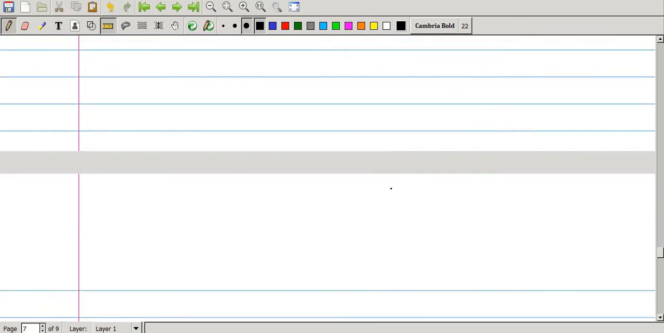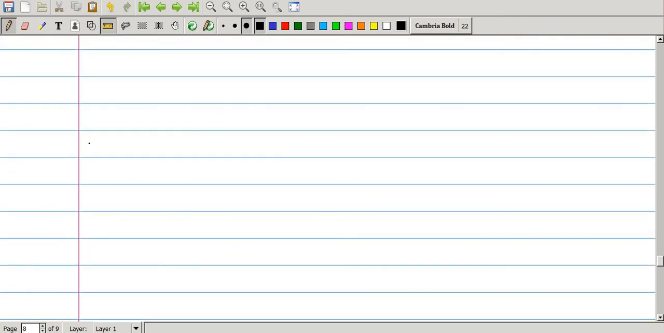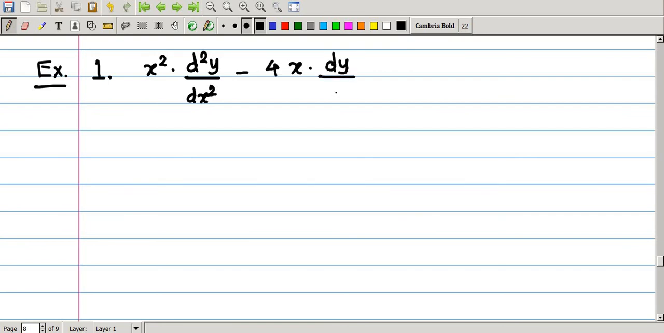I hope you have understood this. Now, take some examples for your practice as well. Example number 1. Please try to solve x square into d2y by dx square minus 4x into dy by dx plus 6y equal to x raised to 5. This is already in Cauchy's differential equation form.